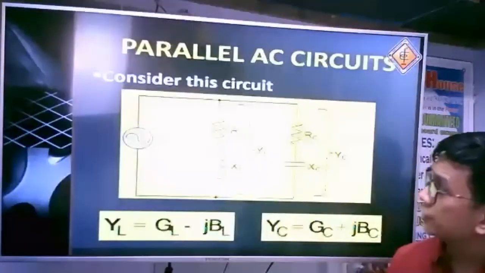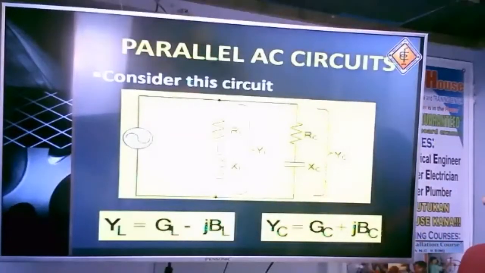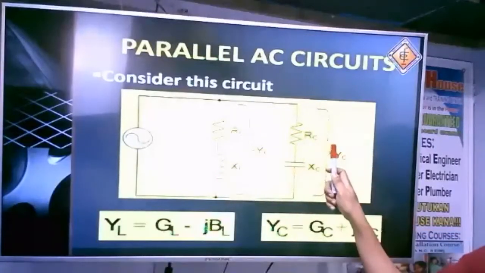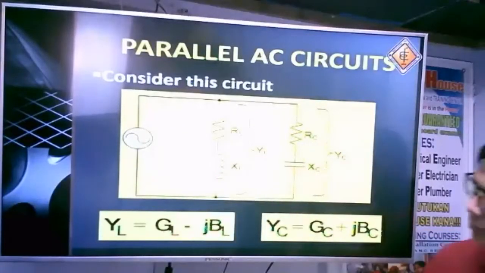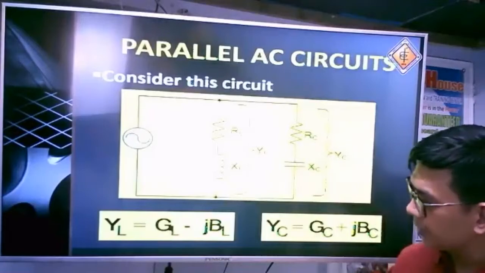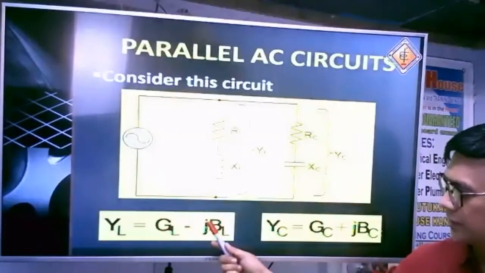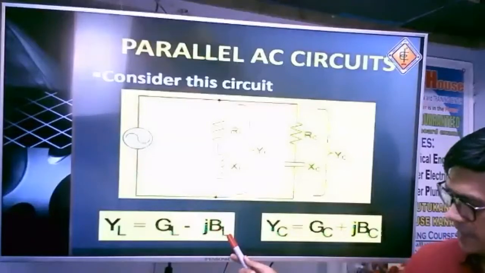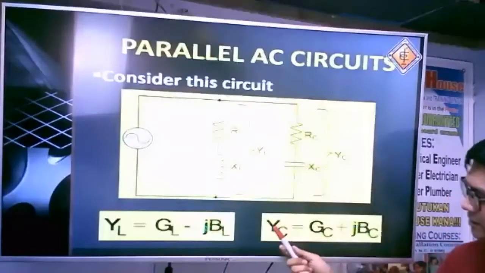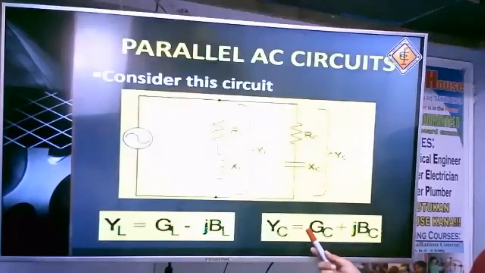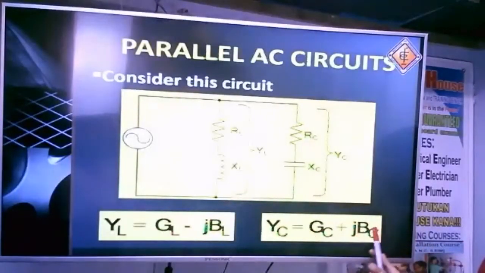Okay, consider this circuit for parallel AC. We have an RL and an RC circuit connected in parallel. So we have here our Y sub L, which is equal to G sub L, where G again is our conductance, G sub L minus j beta sub L. And then our Y sub C here for the capacitive portion, we have G sub C plus j beta sub C.